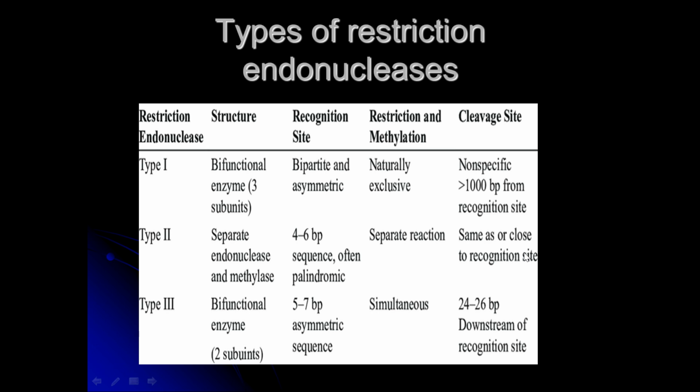Type 3 cuts 24 to 26 base pairs downstream of the recognition sequence. So only the type 2 restriction endonucleases are the enzymes which cut the base pair at the recognition sequence. That's why type 2 enzymes are very important in molecular biology.